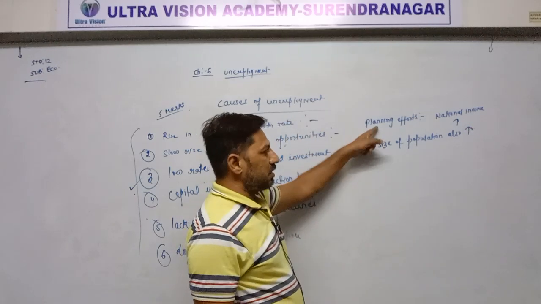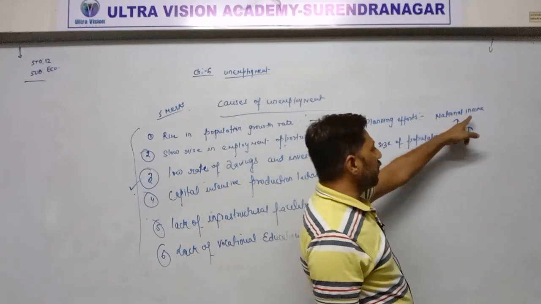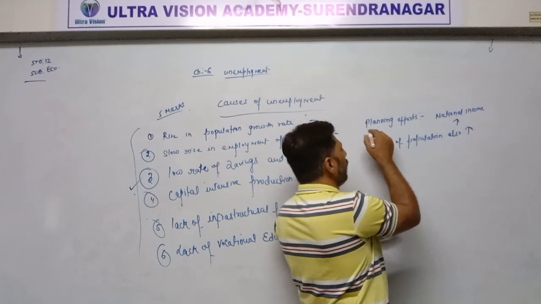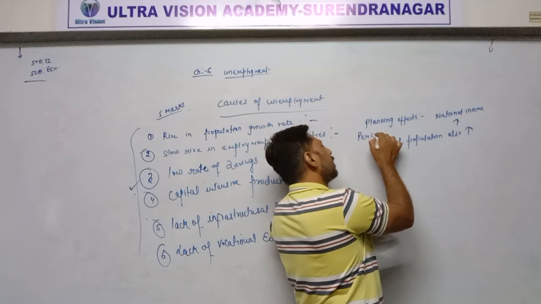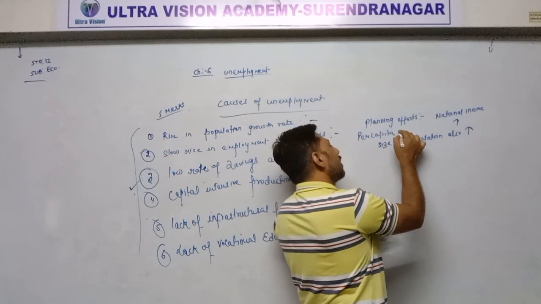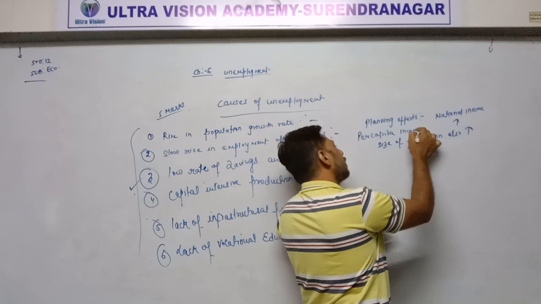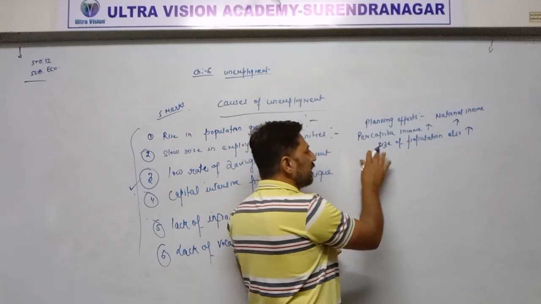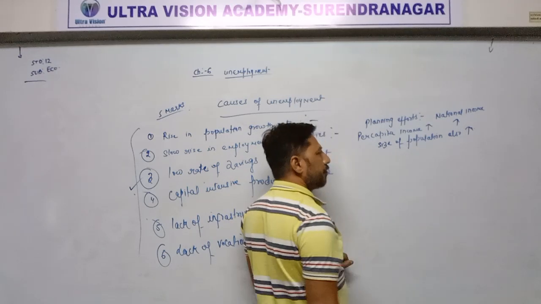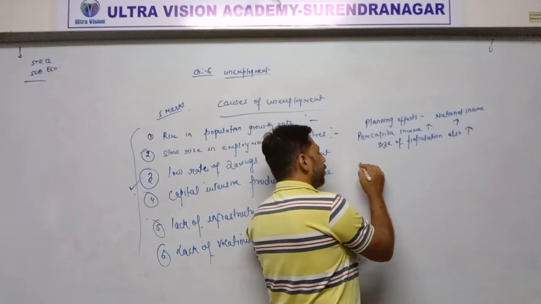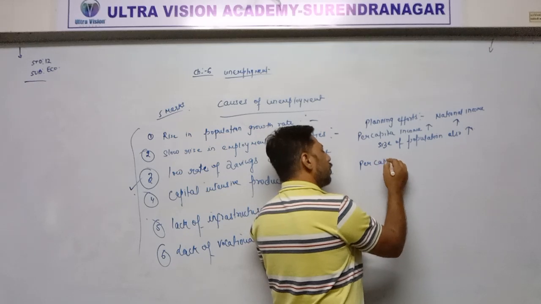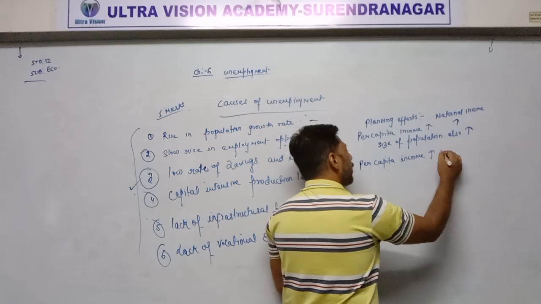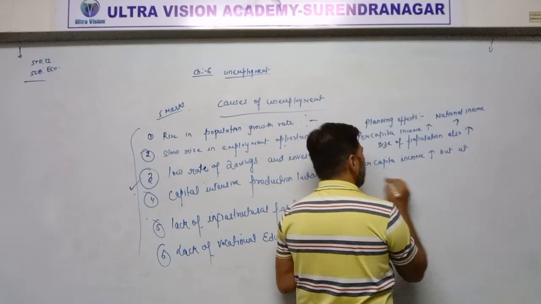Due to planning efforts, national income increases continuously, and whenever national income increases, we all know that per capita income also increases. But here, due to increase in size of population also, per capita income increases, no doubt, but at a slower rate.